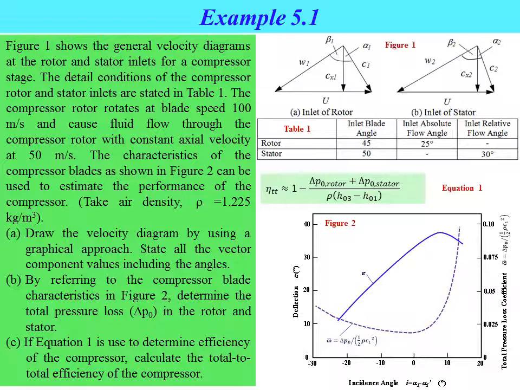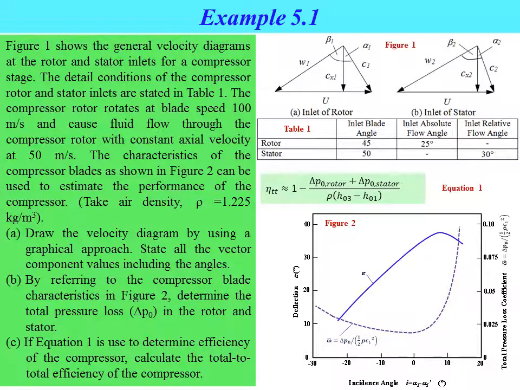Example 5.1. Figure 1 shows the general velocity diagrams at the rotor and stator inlets for a compressor stage. The data conditions of the compressor rotor and stator inlet are stated in Table 1. The compressor rotor rotates at a blade speed of 100 meters per second and causes fluid flow through the rotor with a constant axial velocity of 50 meters per second. The characteristics of the compressor blades are shown in Figure 2 and can be used to estimate the performance of the compressor. Take air density rho equal to 1.225 kg per cubic meter.